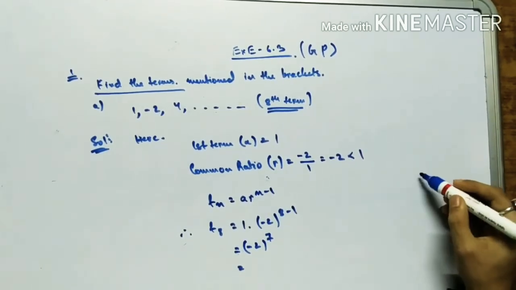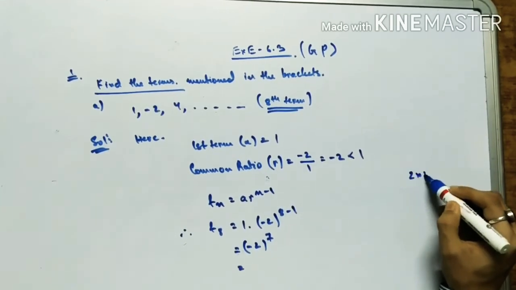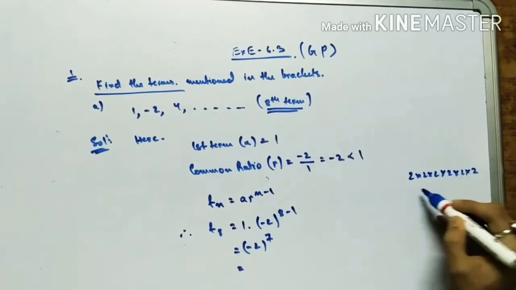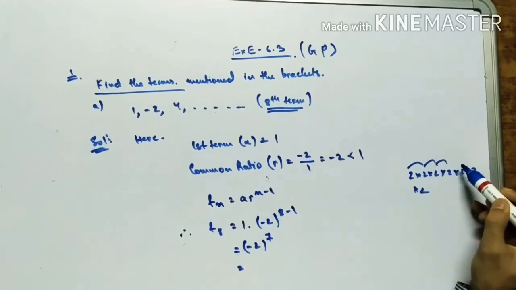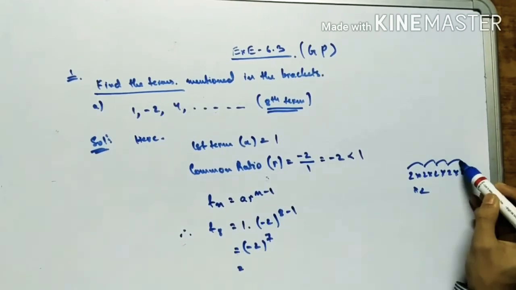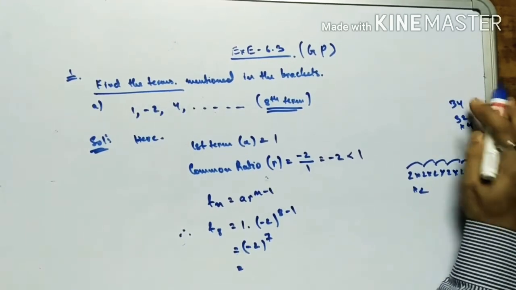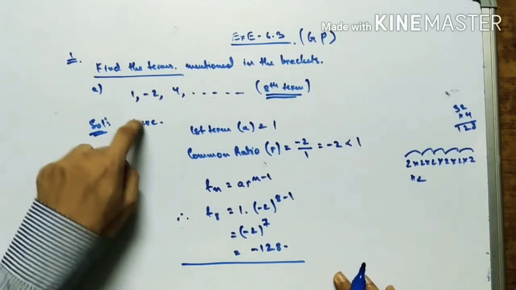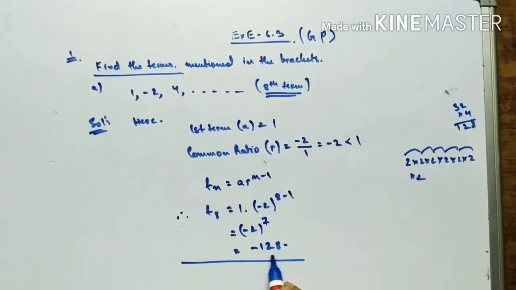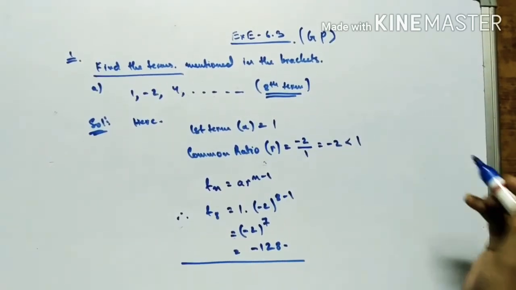How much will I get here? 2 to the power 7: 2 into 2 into 2 into 2 into 2 into 2 into 2. 2 times 2 is 4, 4 times 2 is 8, 8 times 2 is 16, 16 times 2 is 32, and so on. So I will get minus 128. The eighth term of the GP is minus 128.